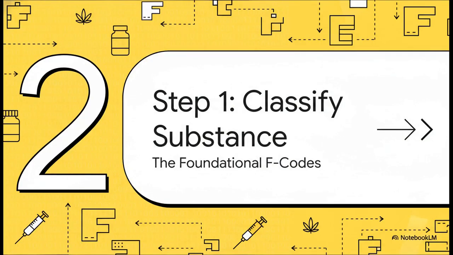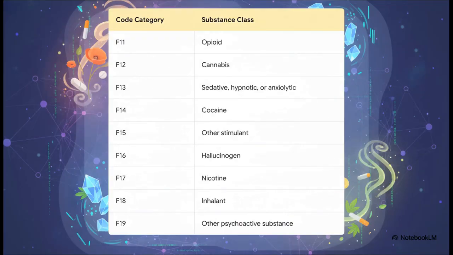Which brings us right to step 1, classifying the substance. And to do that, we use what are called the foundational F codes. These are literally the building blocks for everything else. And here they are. This table lays out all the main categories, or buckets, if you will. So if you're dealing with an opioid-related issue, you're starting in the F11 category. Cocaine, you're looking at F14. Nicotine, F17. It's that straightforward. This isn't just a helpful list, it's the absolute, non-negotiable starting point for any of these codes.